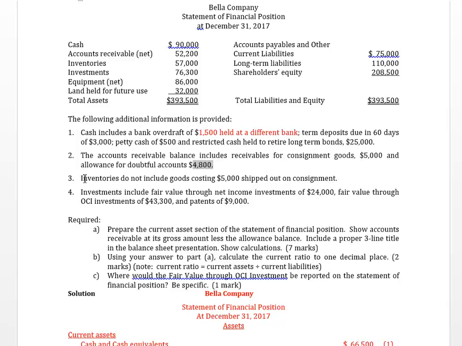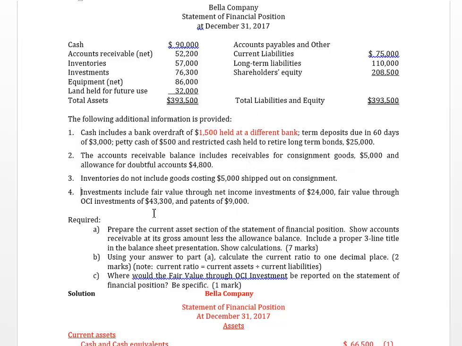There's nothing wrong with that net balance at net, including the allowance, and there was no information here that would lead you to believe the allowance was inaccurate. So you would have to accept that as being fine. If we look at number 3, inventories do not include $5,000 of consignment goods that were shipped out. Well, don't forget, consignment goods are your inventory being held at another location. So we need to add that back in to this inventory balance of $57,000. So we would add this in on top of that $57,000.